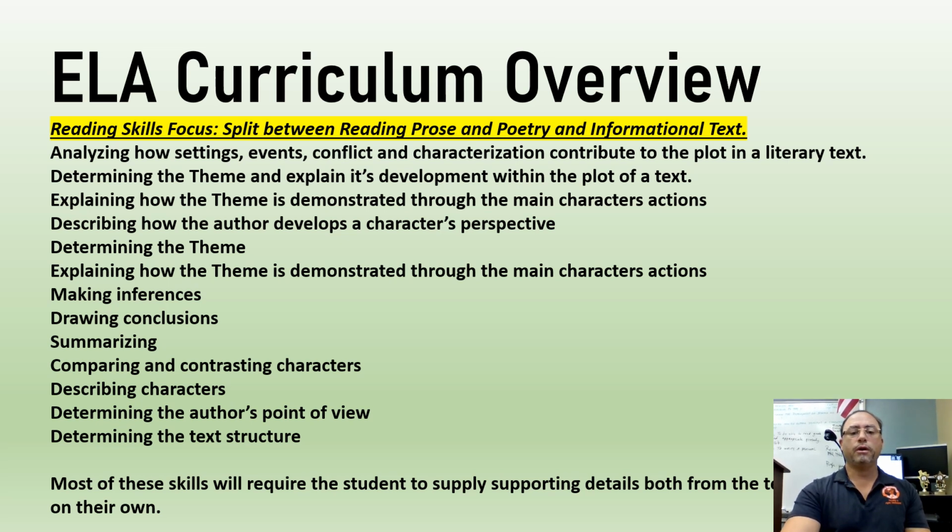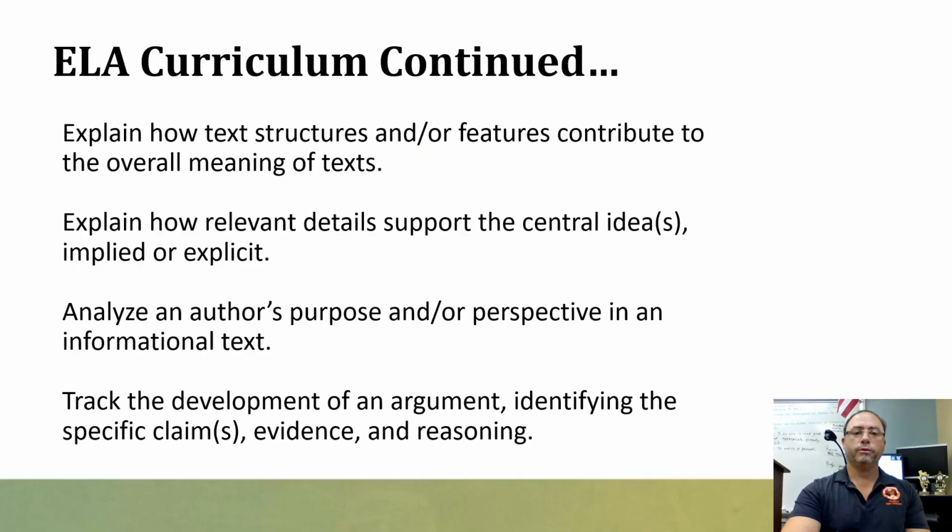Most of these skills require the student to apply supporting details, both from the text explicitly as well as implied on their own. They're going to explain how the text structures or features contribute to the overall meaning. The relevant details support the central idea. Author's purpose, once again, analyzing that and the perspective in an informational text, and tracking the development of argument, this with evidence and reasoning as it ties into writing, which I will get to in a moment.